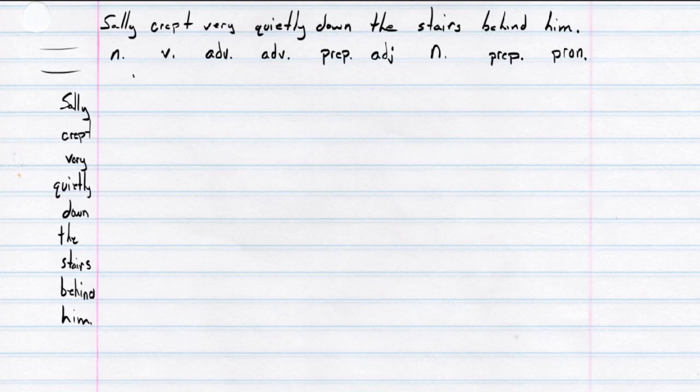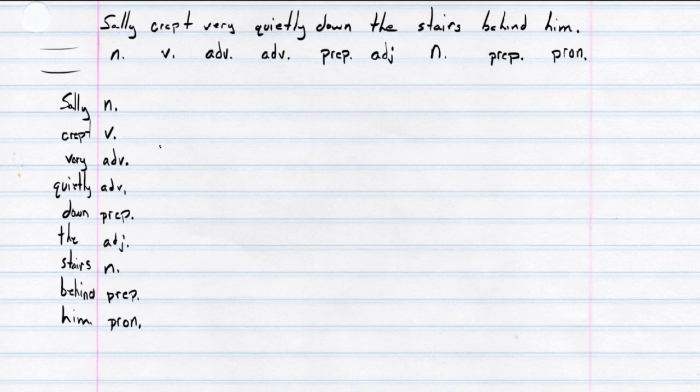Okay, so now what I'd like for you to attempt is we have these words written down the line here. We also know the parts of speech up here. So let's go ahead and copy those. Sally is a noun, crept is a verb, very is an adverb, quietly is an adverb, down is a preposition, the is an adjective, stairs is a noun, behind is a preposition, and him is a pronoun. Okay, I'll add in my periods here.